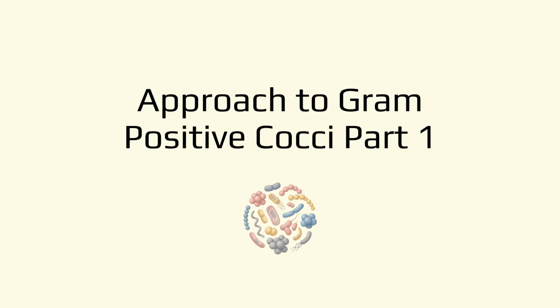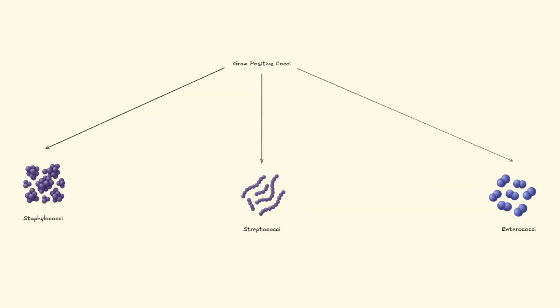So this is an approach to gram-positive cocci. This is meant to be a beginner approach to this, and it is divided into two parts. Gram-positive cocci can be divided into those that form groups or clusters, the Staphylococci, those that form chains, the Streptococci, as well as those that form pairs and short chains, the Enterococci.